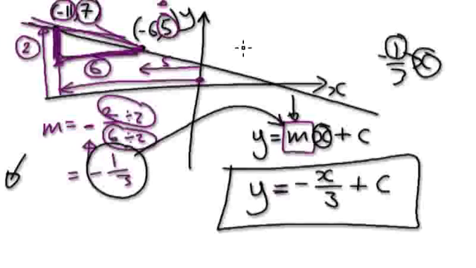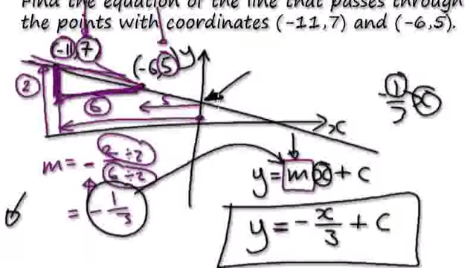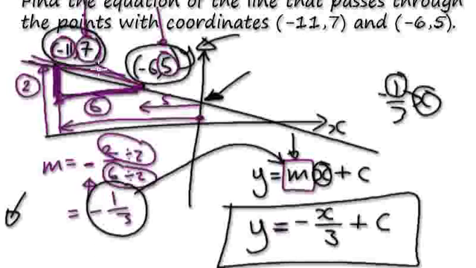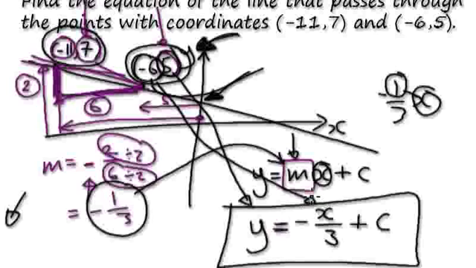The next step is to find out the intercept right here. We don't know what this is at the moment, so we can select any point on this line. We could select this one or this one. They're both negative, so we can't really avoid negatives. Let's just select the lower of the two numbers, so here it would be minus 6. Minus 6 is our x value, and 5 is our y. So we put the 5 into the y and the minus 6 into the x.